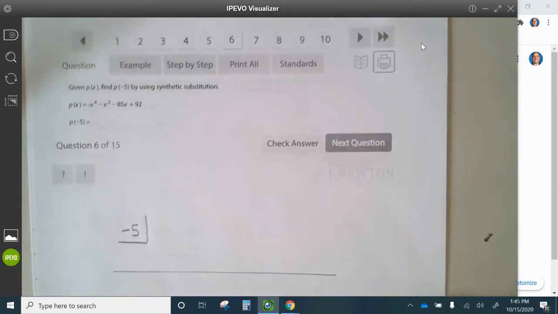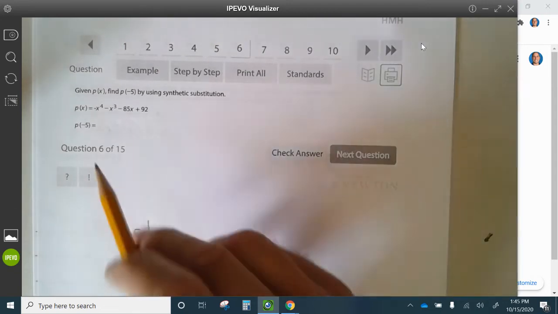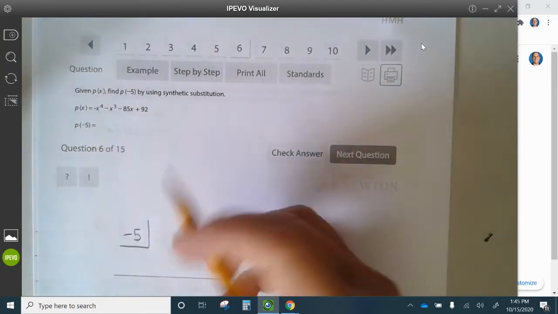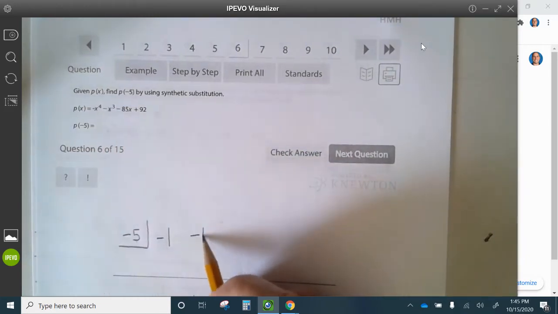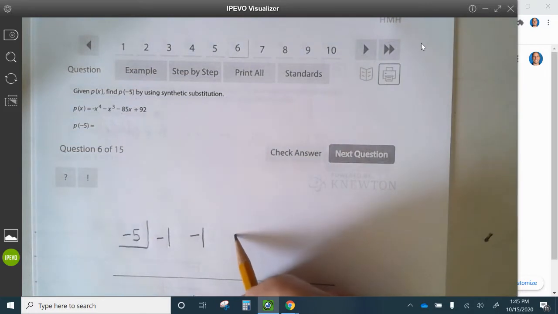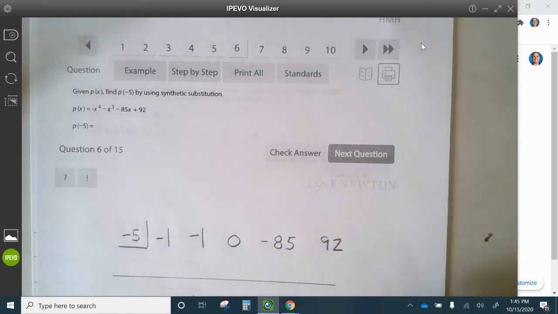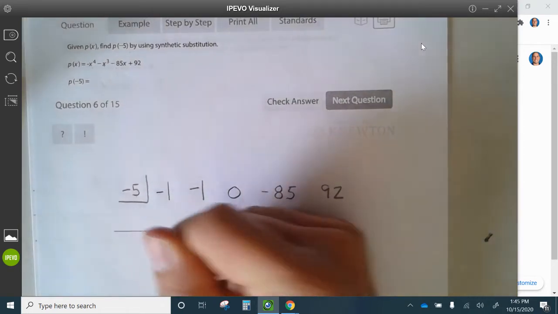All right. Question number 6. Given p of x, find p of negative 5 by using synthetic division. So the negative 5 is your a value. Now we bring down the numbers. So this is negative 1, negative 1. Now we're missing the x squared, so that's 0, then the negative 85, and then the 92. All right, so now bring down the negative 1.